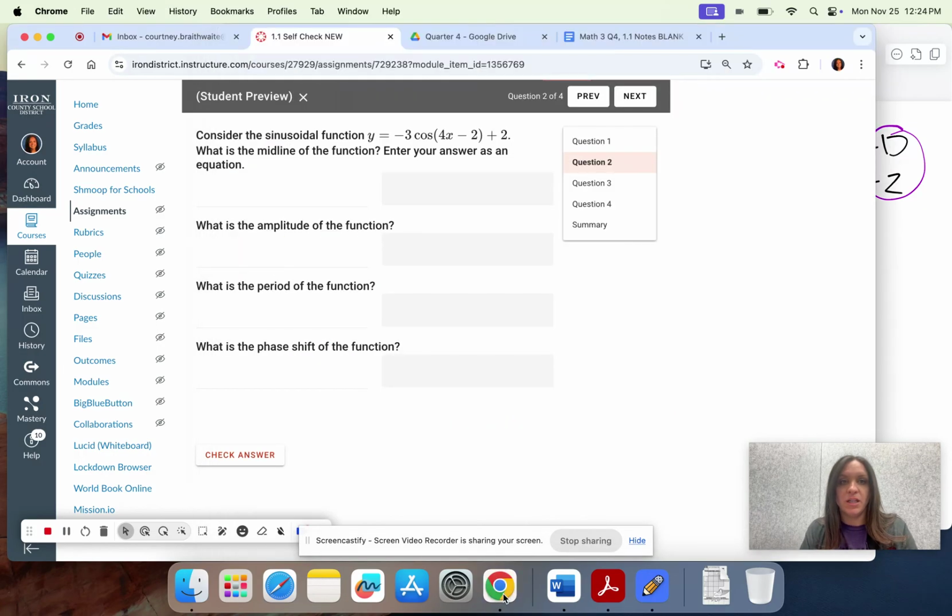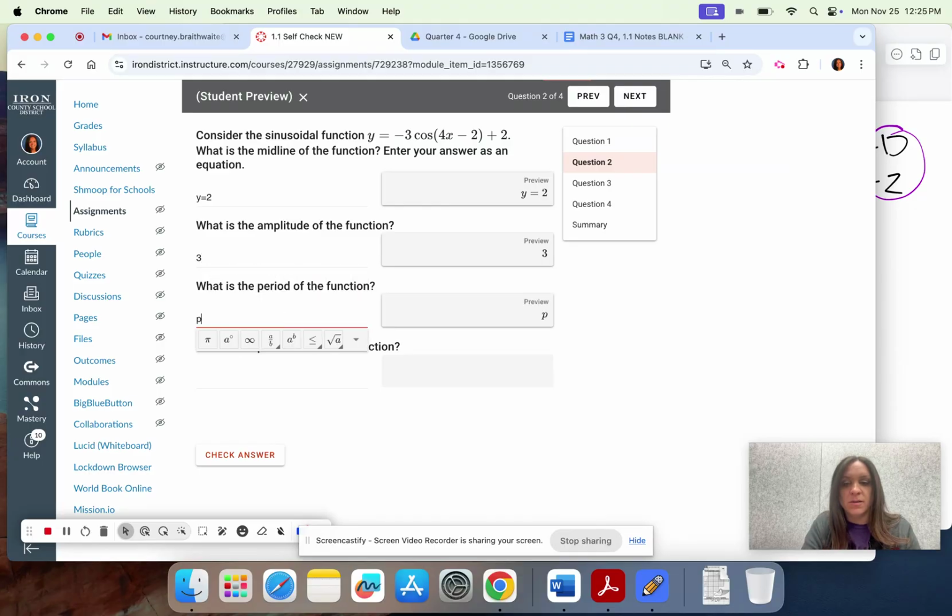So let's type everything in. That one's an equation. Remember, you need an equal sign. Pi halves, 1/2.